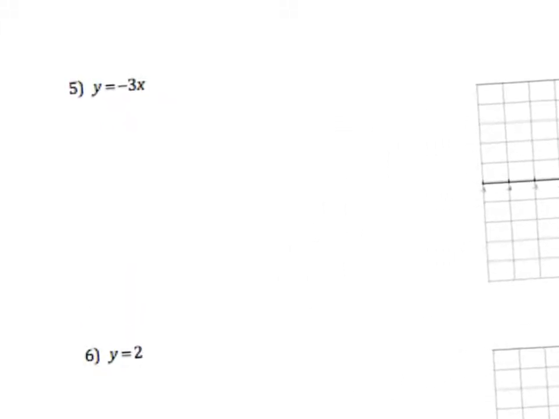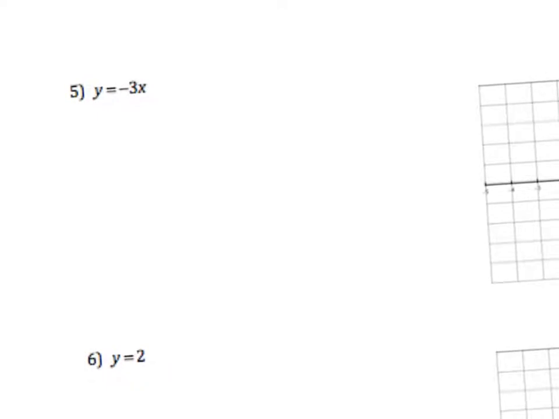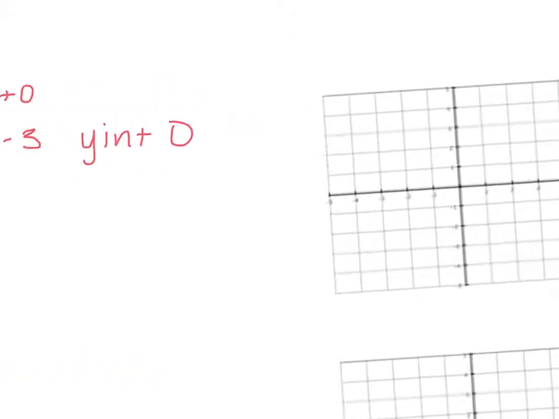Okay, in number 5, we're looking at y equals negative 3x. If this looks weird to you, let's go ahead and put a plus 0. So here, my slope is going to be negative 3, and my y-intercept is going to be at 0. So you're going to start at the origin at 0, 0, and then you're going to go down 3 and right 1 to continue that slope of negative 3.